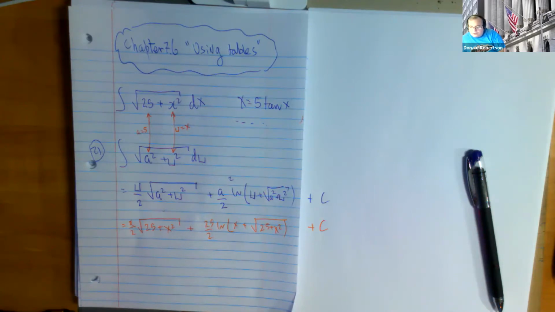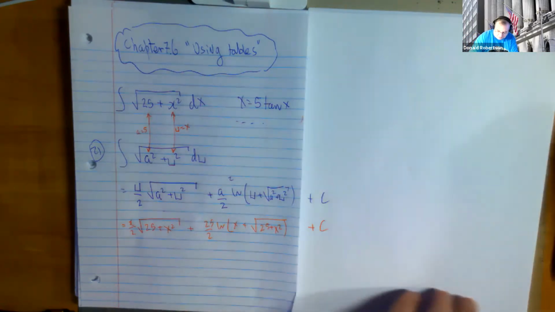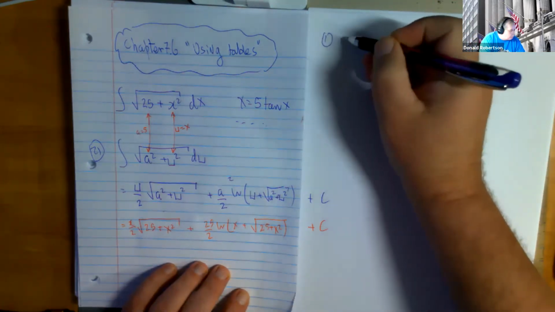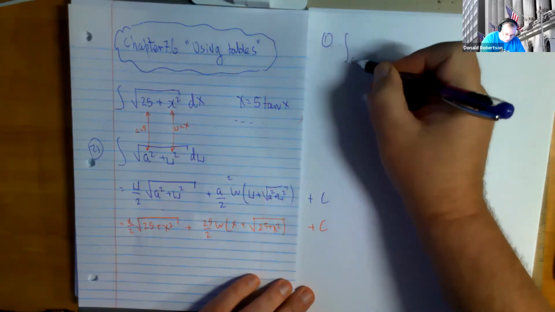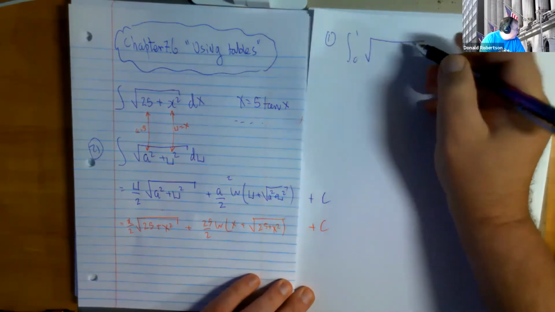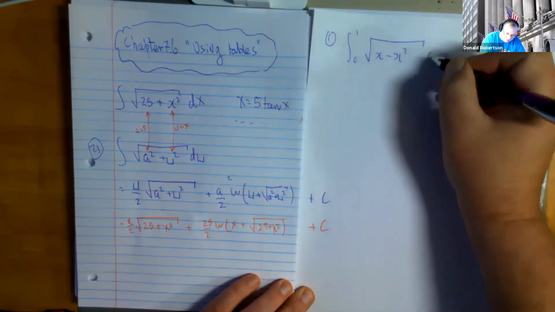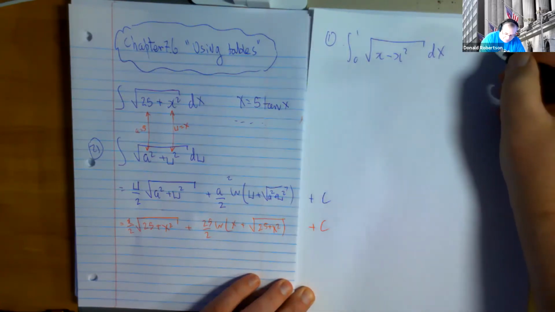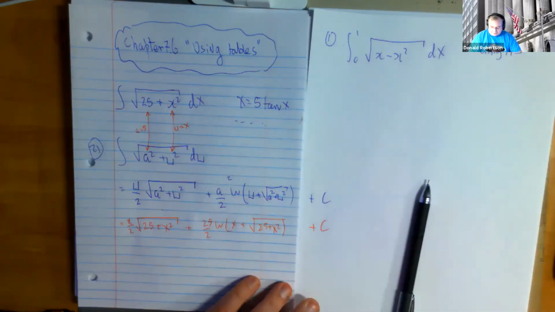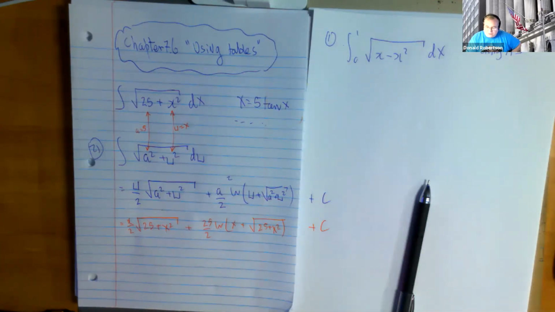Are we good as far as that goes? Right. Now, this is question 1 from the homework, and it's the integral from 0 to 1 of the square root of x minus x squared dx, and the entry that you look for is 113, okay? So let me show you how I would go about that question.